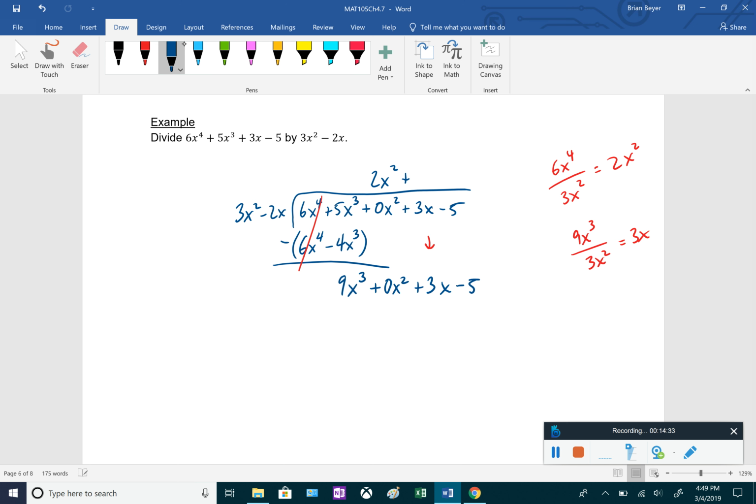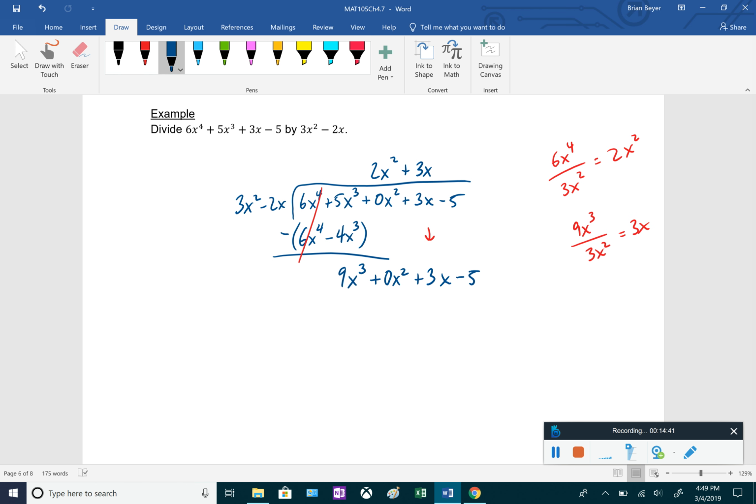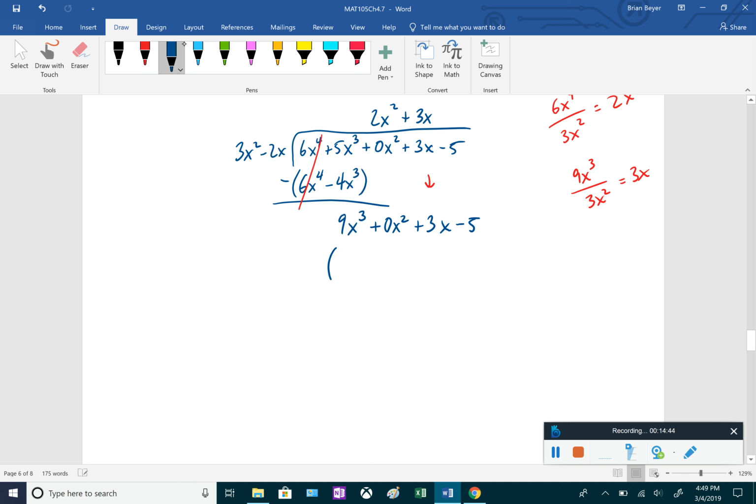So plus 3x. Multiplying that 3x by the divisor, we get 9x cubed minus 6x squared. We subtract it. First ones cancel. 0 minus a negative 6 is 0 plus 6. Bring down what we didn't use, so plus 3x minus 5.